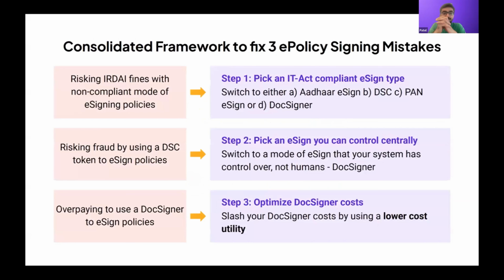So here's the consolidated framework. How can you actually avoid and circumvent these three mistakes, right? First mistake, which is upfront non-compliance, the fix is to use one of 4 IT Act e-sign types. For the second mistake, which is on-ground compliance, the fix is to use DocSigner among the 4, because this is something where your system can automatically take control over policy signing. You're not reliant on manual discretion.